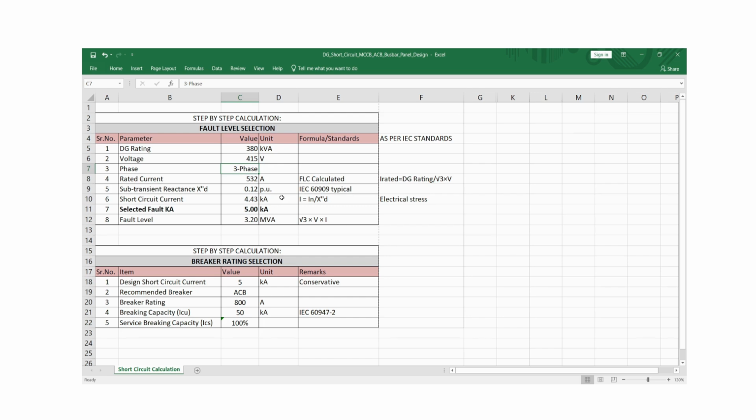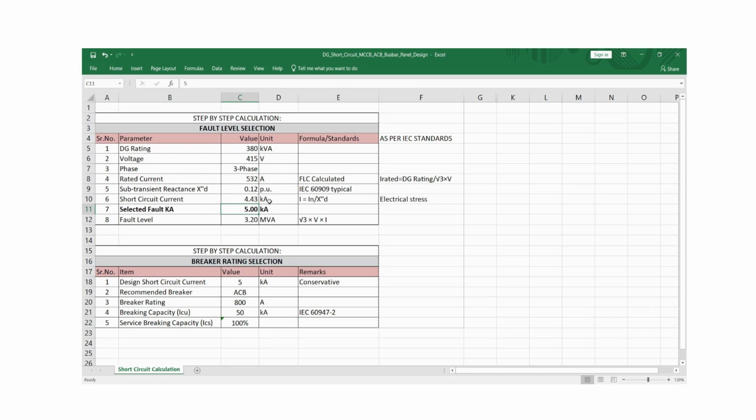Now comes the key calculation. Short circuit current equals rated current divided by X''d. So 532 amps divided by 0.12, that is the sub-transient reactance, gives us about 4.43 kiloamps. Now let it sink in. A diesel generator running normally at 532 amps can suddenly deliver up to 4430 amps during a fault.